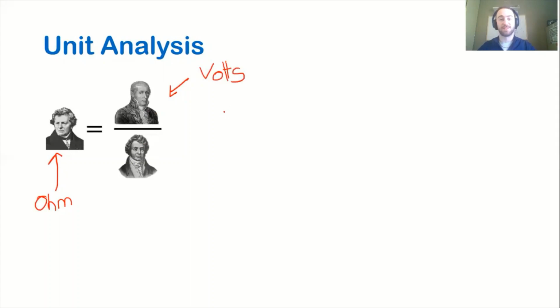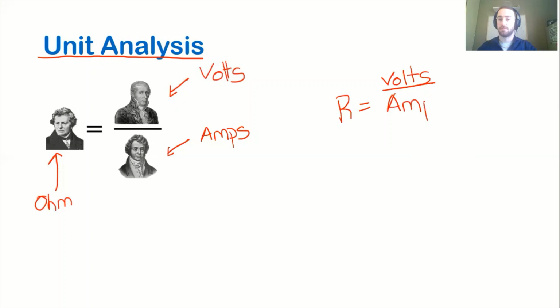Volts, or potential difference. And at the bottom here, we have Andre Marie Ampere. Again, from his name, what do you think he came up with? Well, he came up with amps, exactly, or current. So, if we just are looking at our units, what is the unit of resistance? Well, resistance, again, is volts over amps, which all equals ohms.